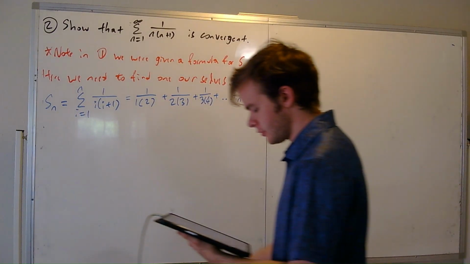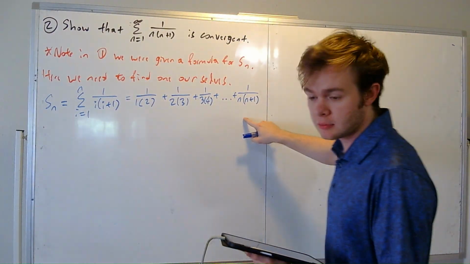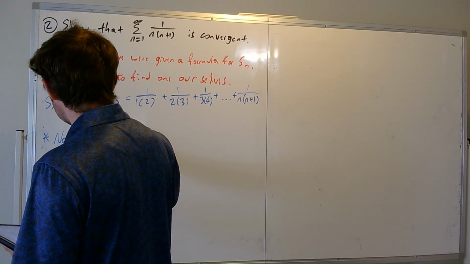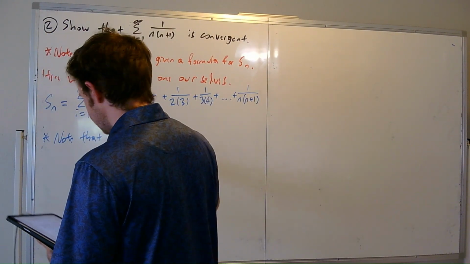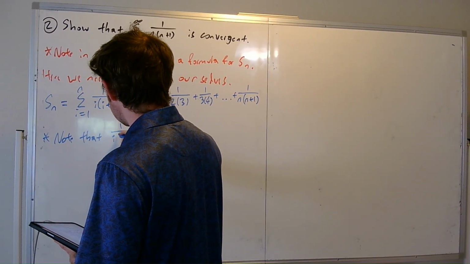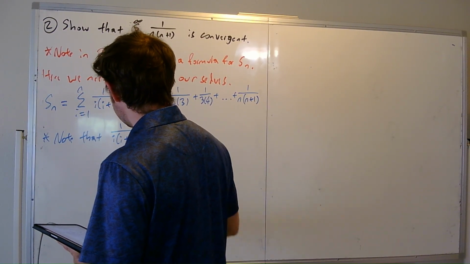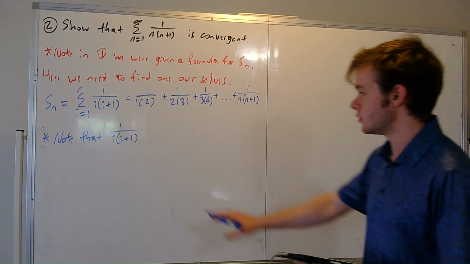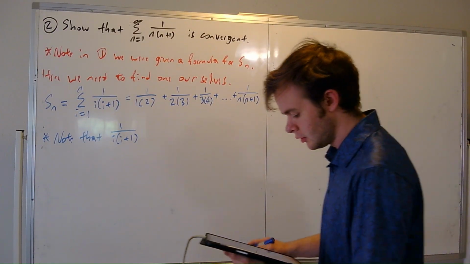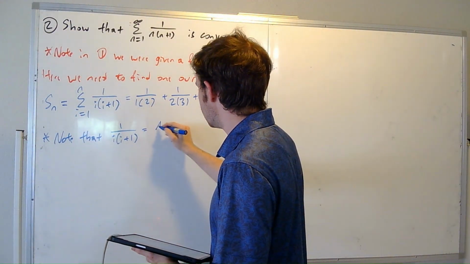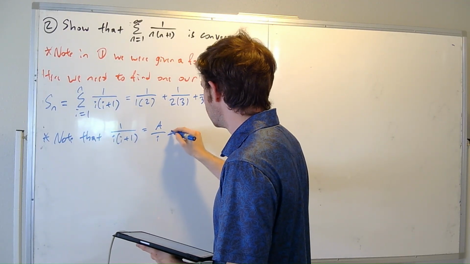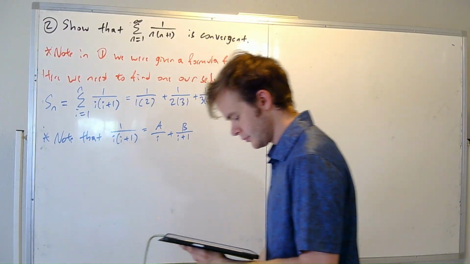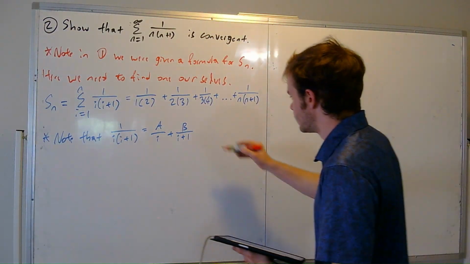So now we can say, this is just the same thing, and note that 1 over i times i plus 1. Remember, whenever we were learning about partial fraction decomposition, we can actually decompose this. So we can write this as A over i plus B over i plus 1. Right, that's just partial fraction decomposition.